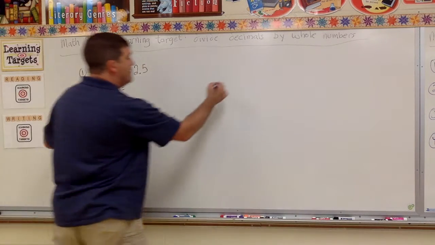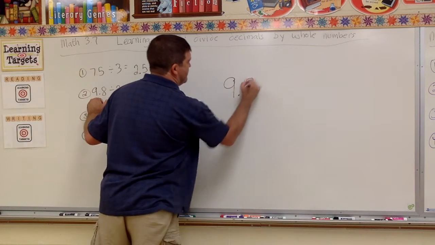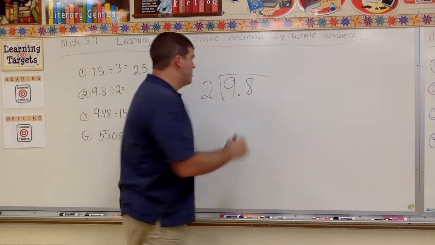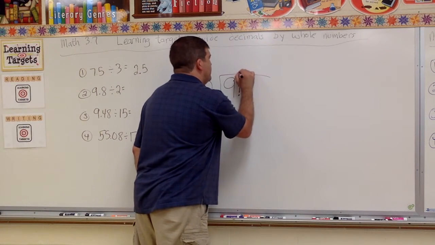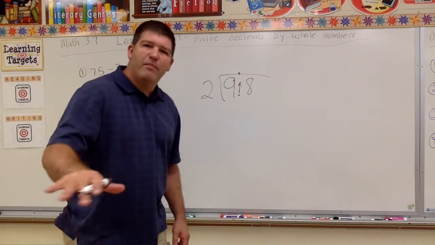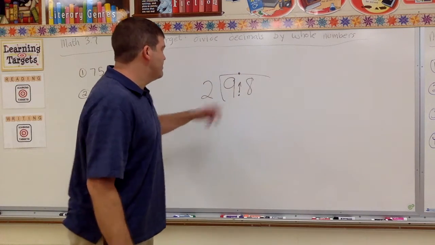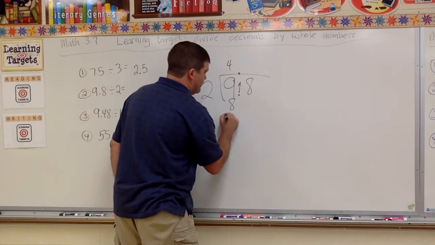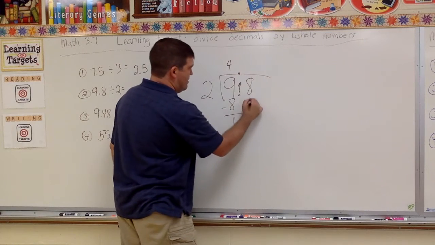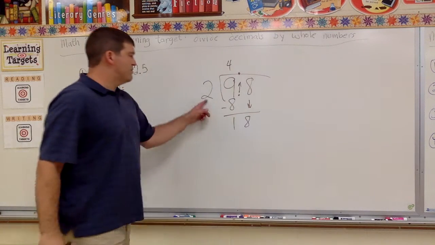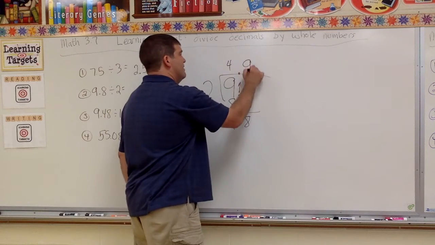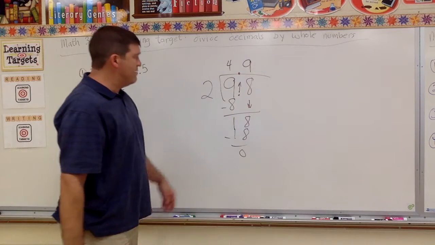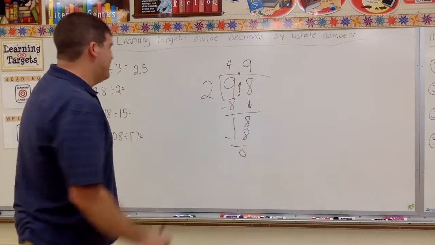Here I have 9.8 divided by 2. Okay. I see I have a decimal here, so what I do is I take it up. And now I forget about it. Okay? So now I just do it. 2 goes into 9 4 times. 4 times 2 is 8. Subtract that out. That becomes a 1. Bring that down. I have 8. 2 goes into 18 9 times. 9 times 2 is 18. Subtract that out, I get 0. No more numbers to bring down. My answer is 4.9.